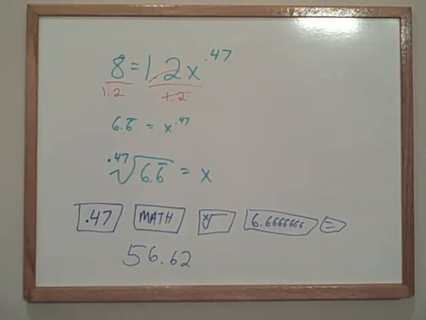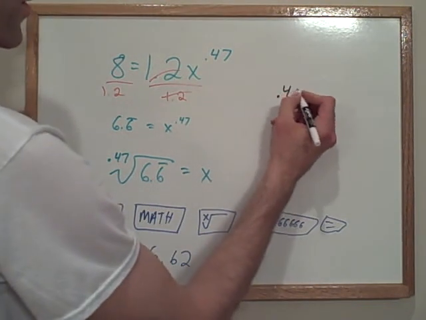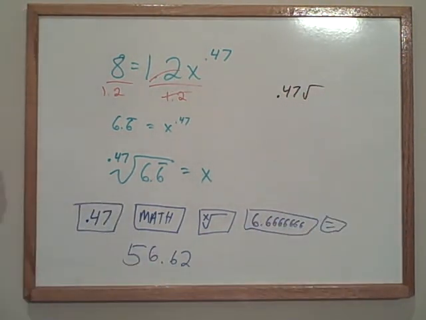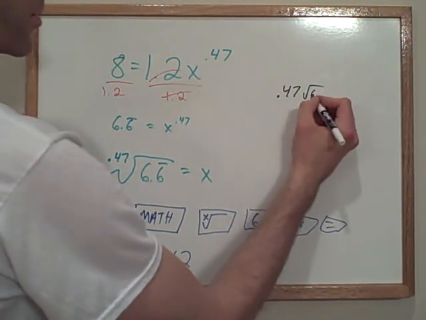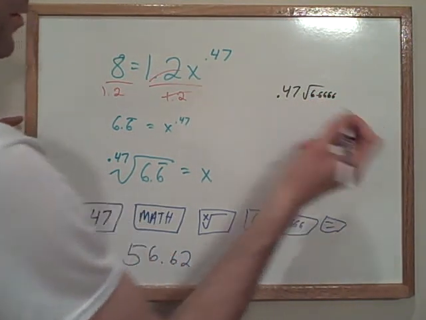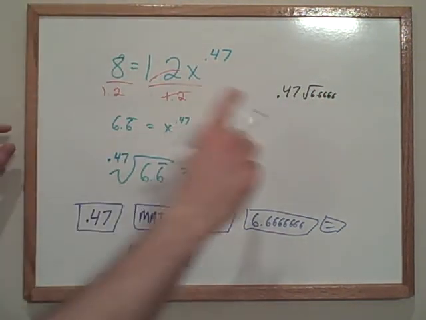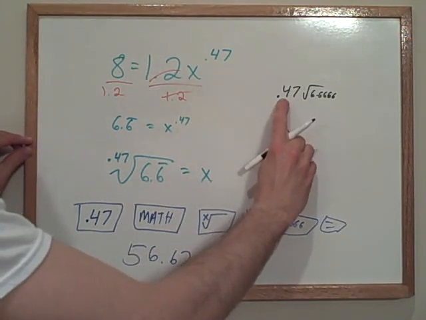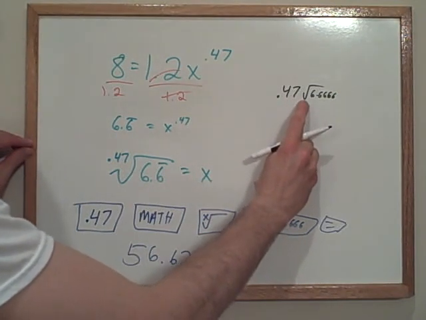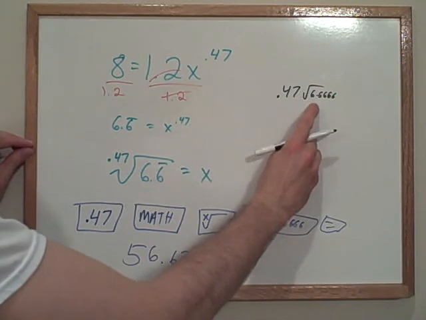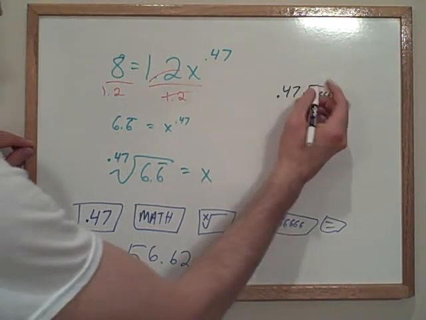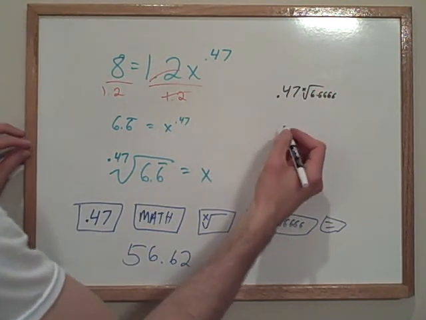Let me tell you what not to do. Very, very common mistake. Do not let this happen to you. Some people will type this. Don't you do it. They'll do 0.47 and then they'll hit the square root. And then they'll do 6.6 repeating. They'll put a few sixes in there. That is wrong. That is 0.47 times the square root of this. We don't want the square root of that. We want the 0.47th root of that. Okay?